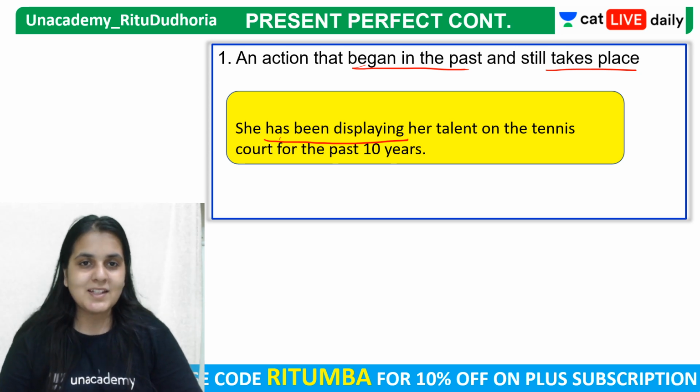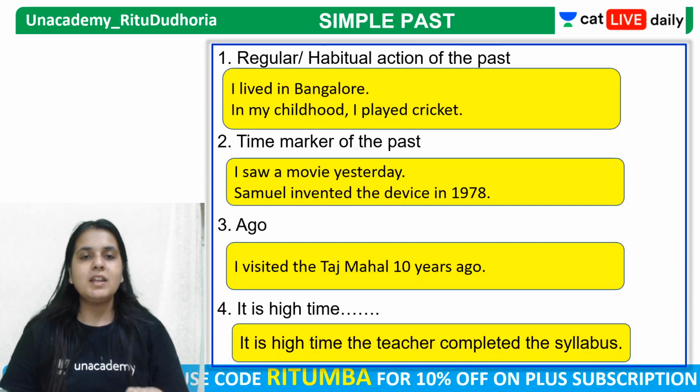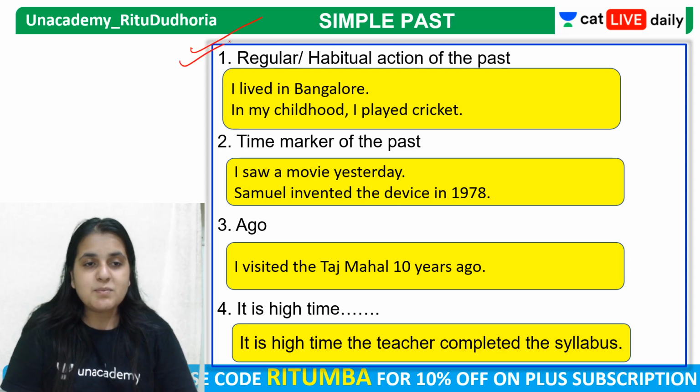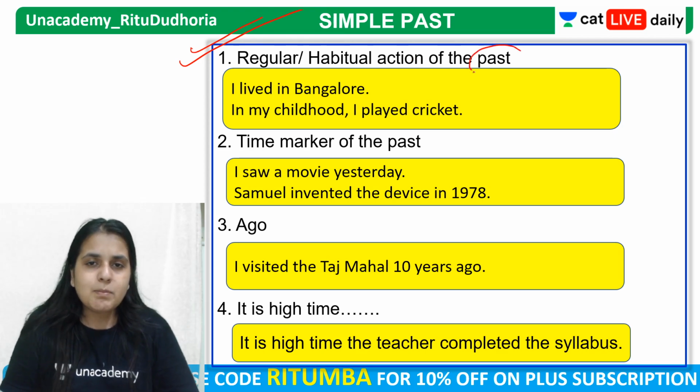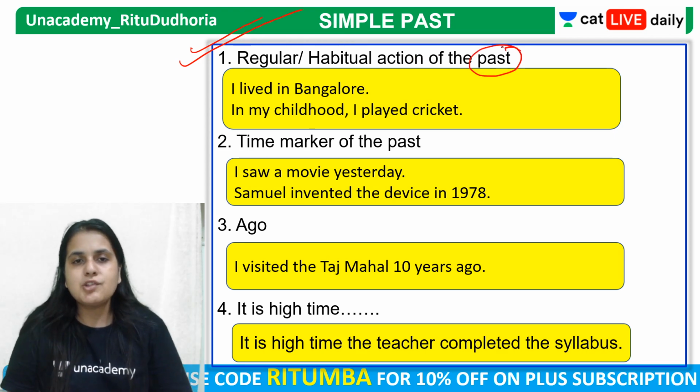Okay, so this is present tense. Come on, past tense easy हो जाएगा हमारे लिए. Simple past guys, 4 rules है, सारे के सारे बहुत important है. जैसे simple present tense is regular or habitual action of the present. So simple past बस regular or habitual action of the past.